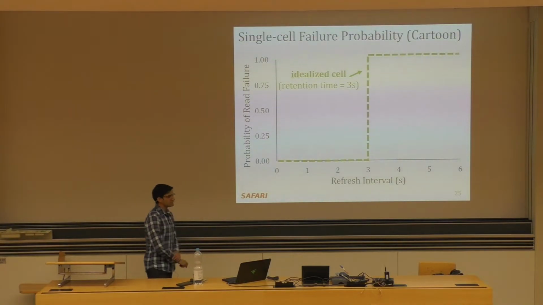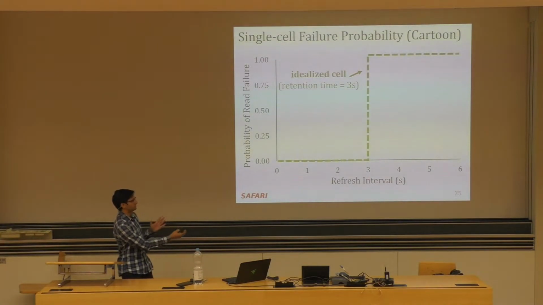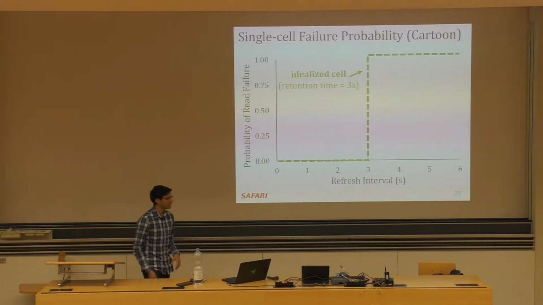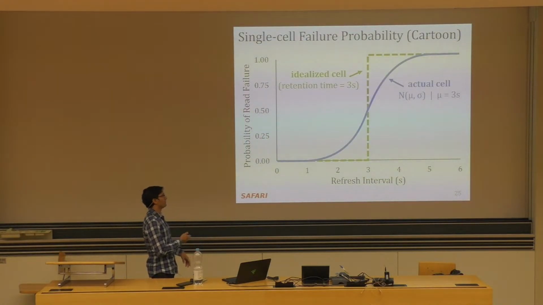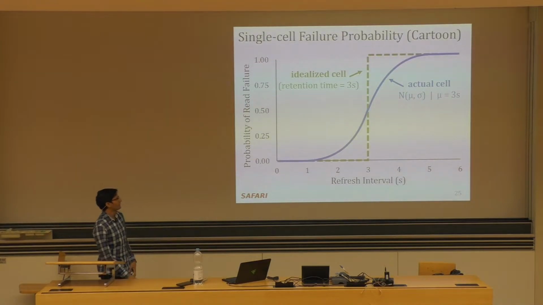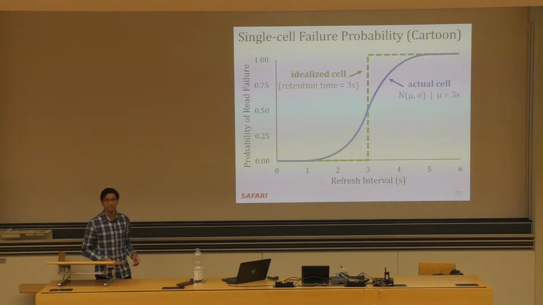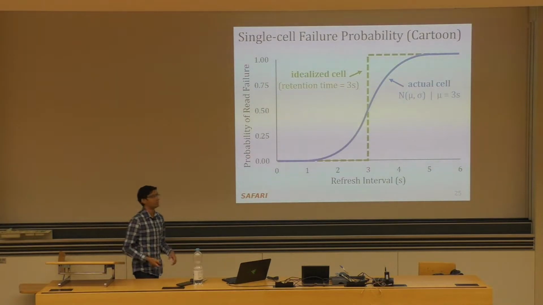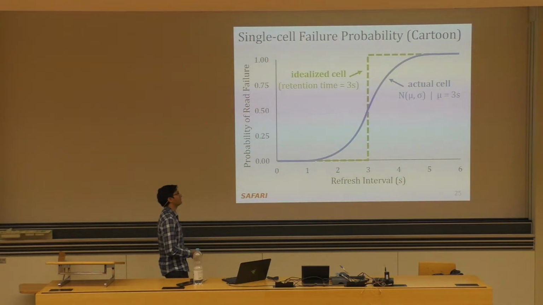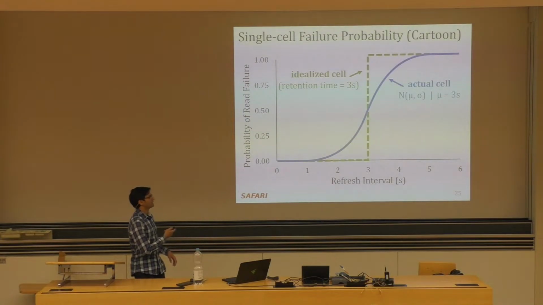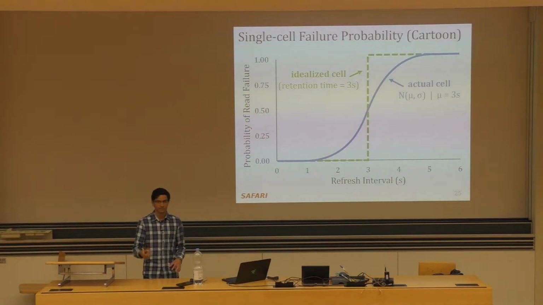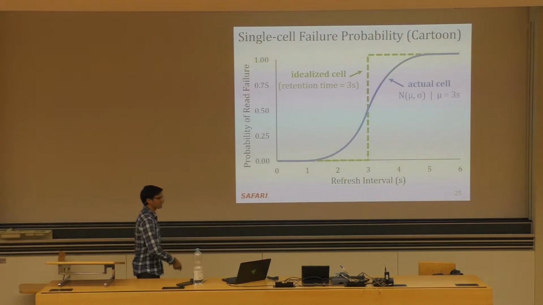This is idealized because a real cell doesn't fail quite so exactly. Instead, we find that it follows a normal distribution in failing. And what this means is that even though we ascribe it a retention time of 3 seconds, potentially at the mean of this distribution, there's a non-zero probability of failure below this retention time. And above this retention time, it's a continuous distribution, so there's always a non-zero probability that the cell might fail.